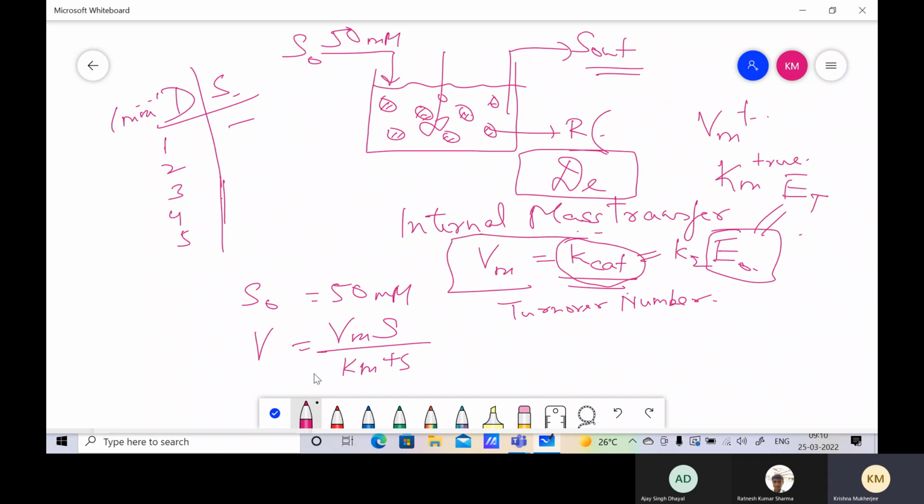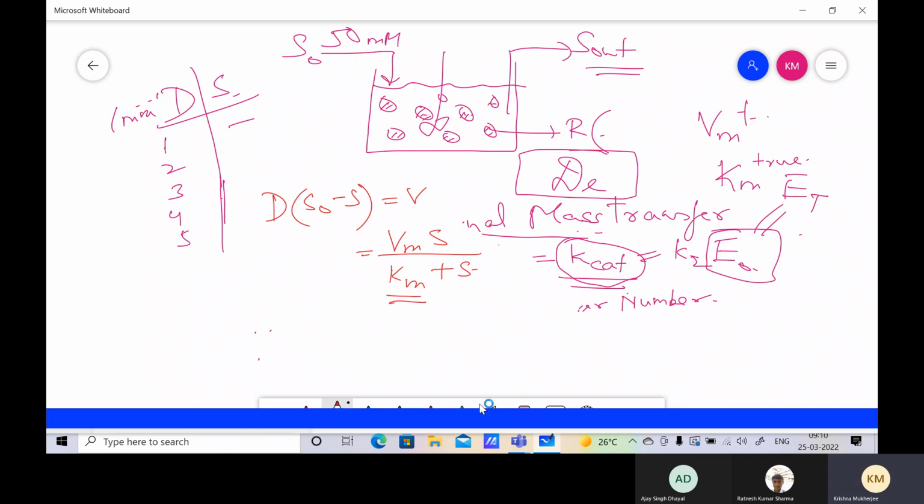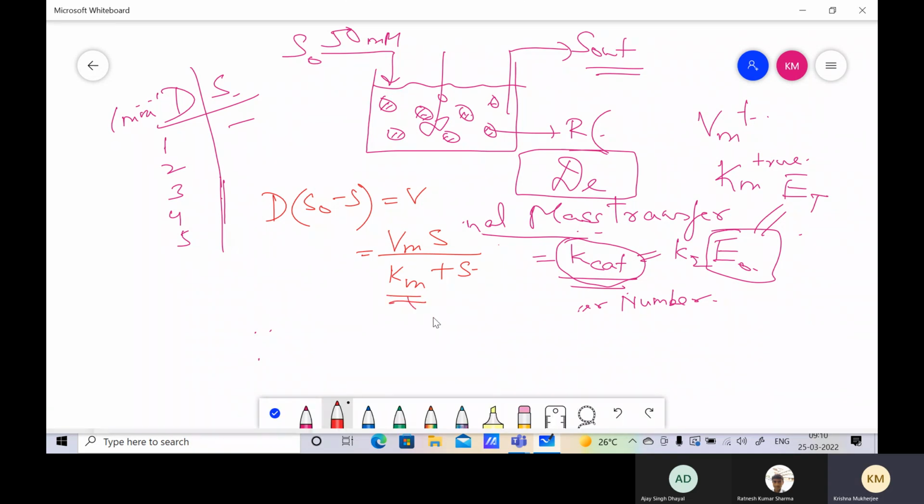Right? And from this, we can now move ahead and write the basic equations as simple enough as what? D (S naught minus S) is equal to V is equal to Vmax S upon Km plus S. Notice that I know Vmax. Now, how would you find out Km? Km has to be found out in a least square sense. If I have just one data point and I know Vmax, I can do it. Otherwise, it has to be found out in a least square sense.